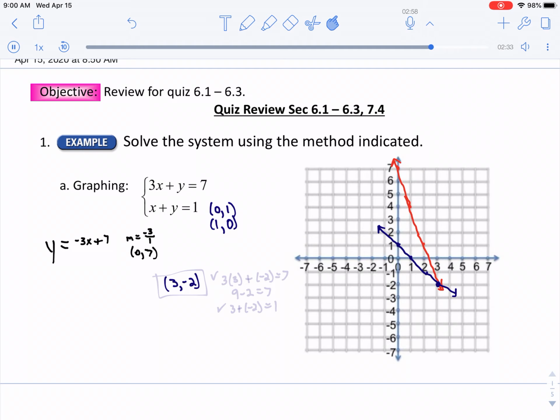Now, I would always make sure that I check that. How do I check it? You plug it in. So let's go ahead and do the check on this one. So we get 3 times 3, because x is 3, plus a negative 2 is supposed to equal 7. So that's 9 minus 2 equals 7, which works. And then in the second equation, 3 plus a negative 2 is supposed to equal 1, and it does. So our checks both work. So this is the solution.